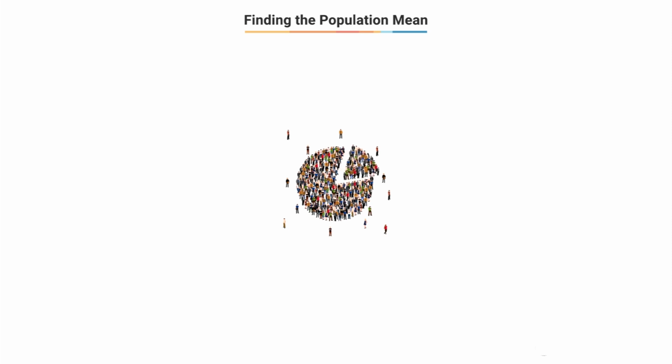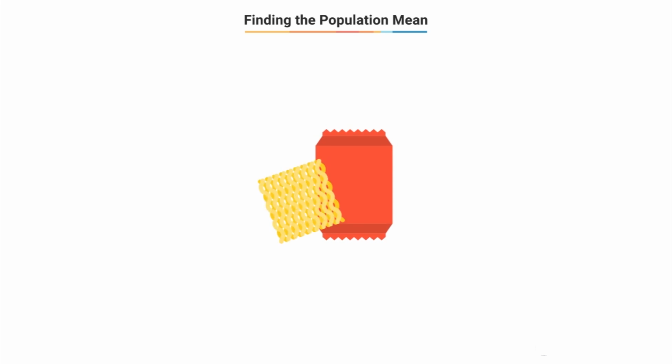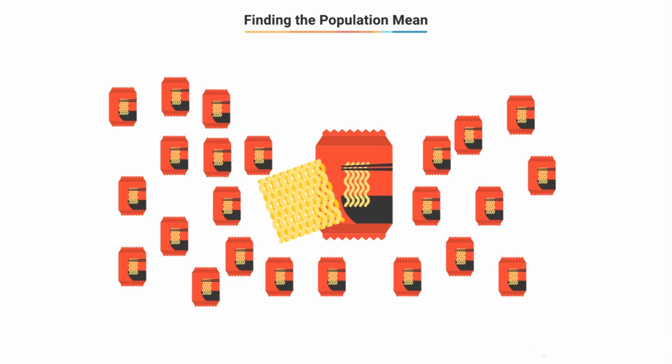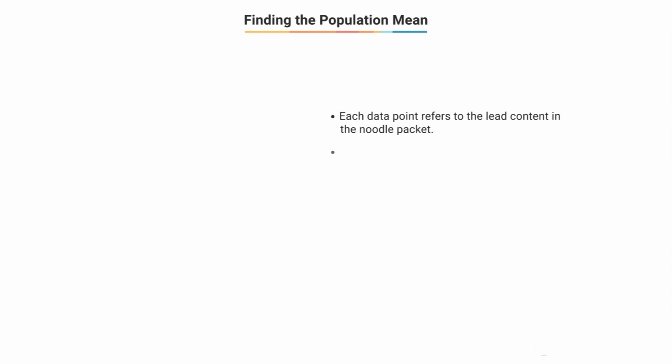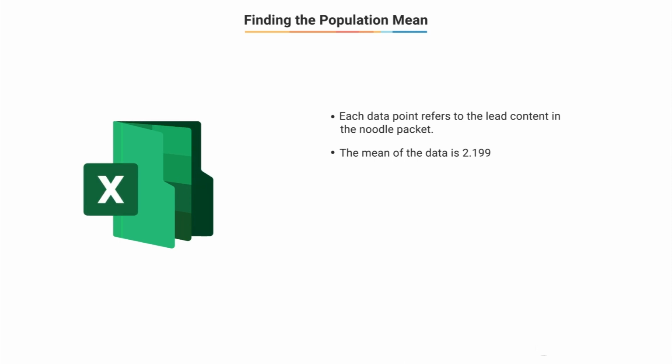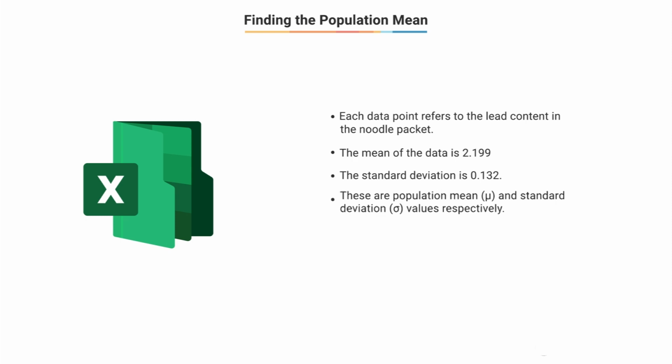Now, in order to see if the sample is indeed a true representation of the population, let's do a simple experiment. Let's go back to our noodles example where we already have a population whose parameters are known to us. Consider that you have the complete set of 30,000 noodle packets that this company has manufactured. We are given that capital N is equal to 30,000. Now each data point in the CSV file is the lead content in ppm for that noodle packet. Now if we check the mean of this data, we get it as 2.199 and the standard deviation comes out to be 0.132. These are population mean and standard deviation values, which are represented as mu and sigma respectively.